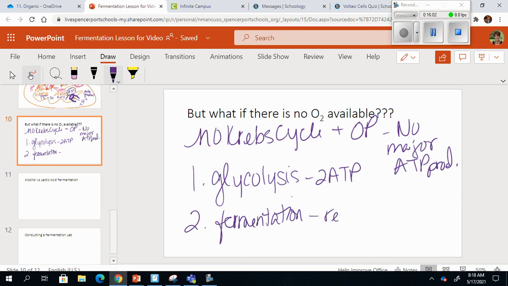What it does is regenerates NAD+. Because you'll remember, NAD+ was needed in glycolysis. If you use all of your NAD+ to make NADH, but then you don't have a mitochondria to use up that cash money, you're in trouble. You're going to run out of it. So the real goal is regenerating the NAD+.